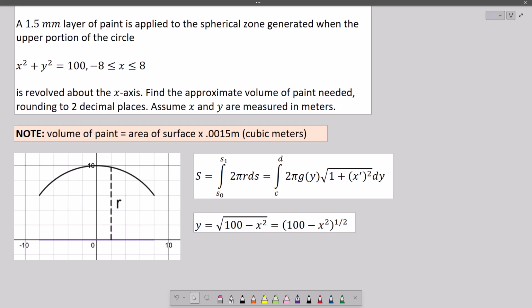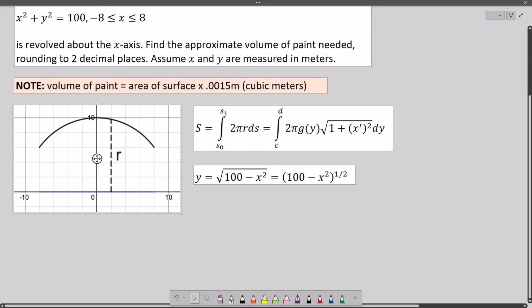I have the formula. Should this be an x prime? If we're going to go around the x-axis, it should be y prime, and what should the differential be? dx. If we're going to go around the x-axis, how thick is this element? It's dx thick, right? If you draw a vertical element, you're always using a dx. If you draw a horizontal element, you're using a dy.